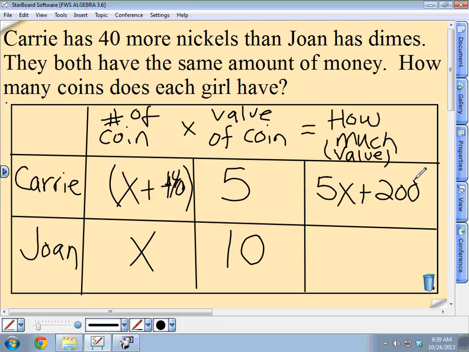Okay, how much value does Joan have? You're multiplying x times 10 and getting 200? You're all done up here. There's nothing more in the word problem. All you're doing is multiplying two things. All you're doing is multiplying 10 times x. What is 10 times x? 10x. Don't overthink this, guys. Just multiply this times this and get that.